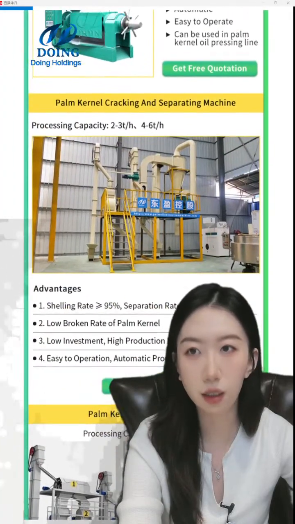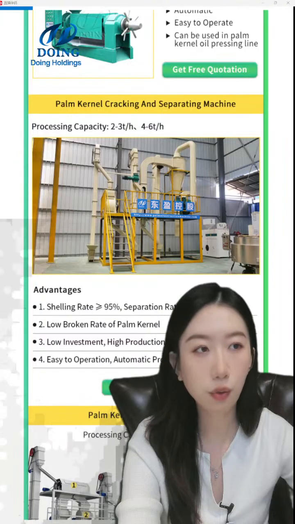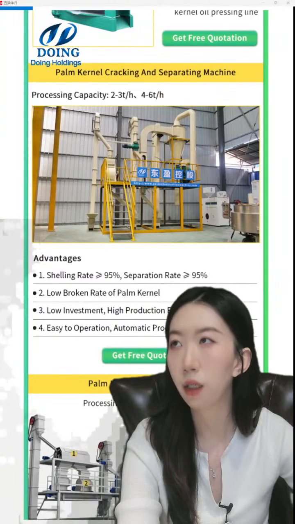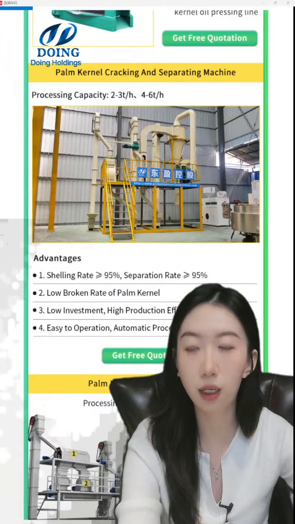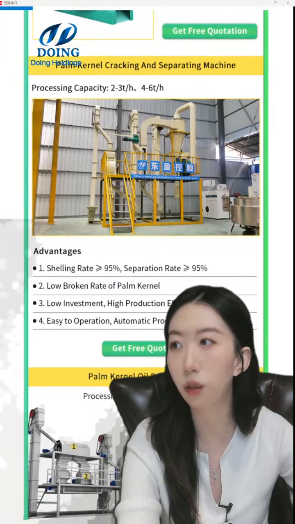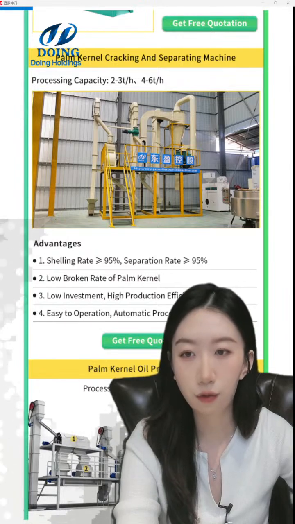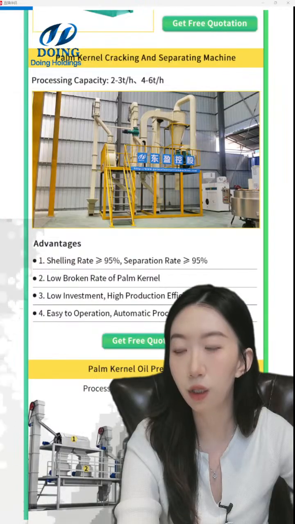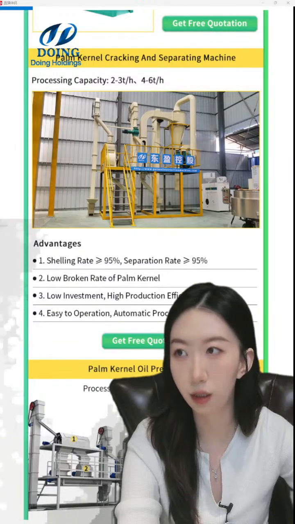The next is the palm kernel and shell splitting machine. Its capacity is 2 to 3 tons per hour and 4 to 6 tons per hour. The shelling rate is more than 95%. The splitting rate is also more than 95%.